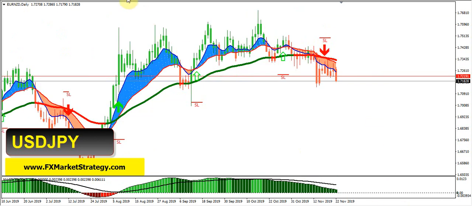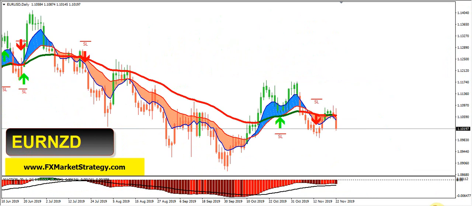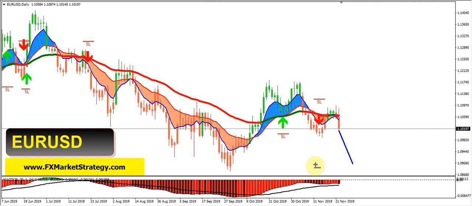Euro New Zealand, you can see that's in the daily. We're looking to sell Euro New Zealand. There is no buy for Euro New Zealand. Also, you can see in the MACD this is going down. Euro dollar, wait a little bit to fall to this level here, then don't sell that one. Then here you can buy it, okay?